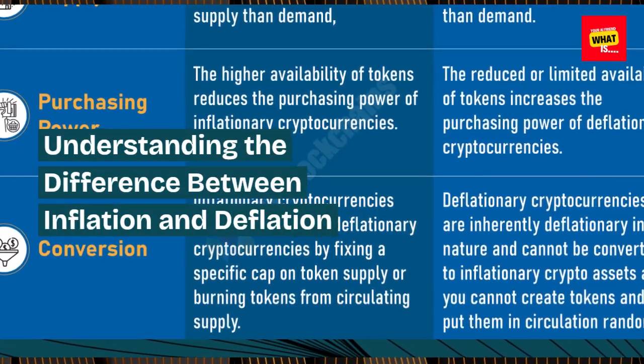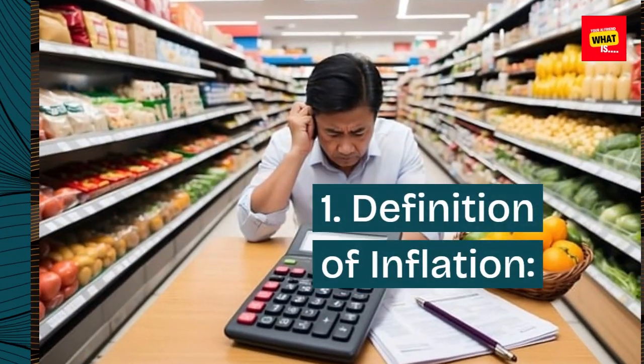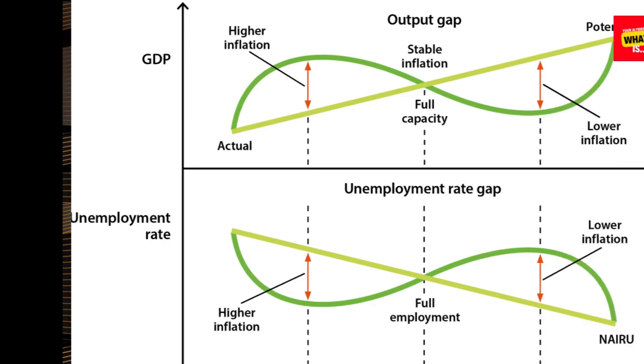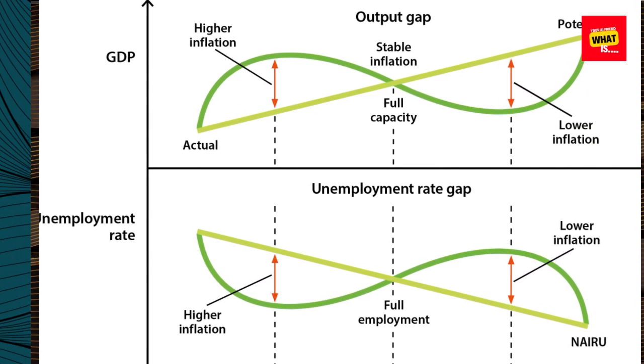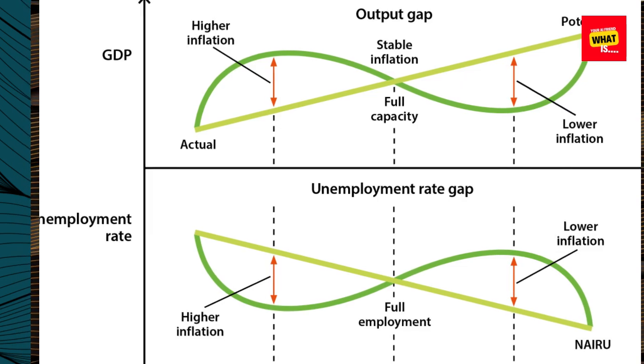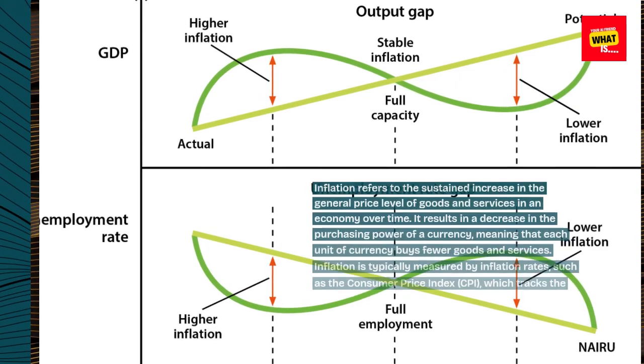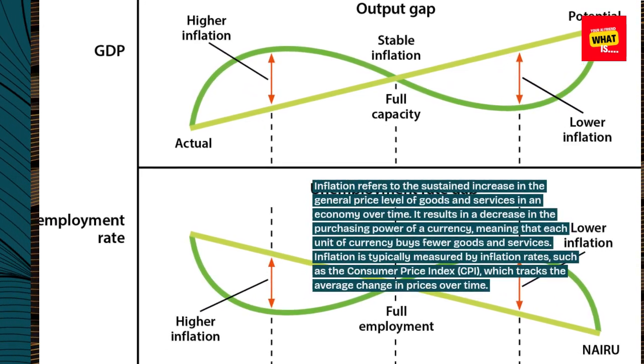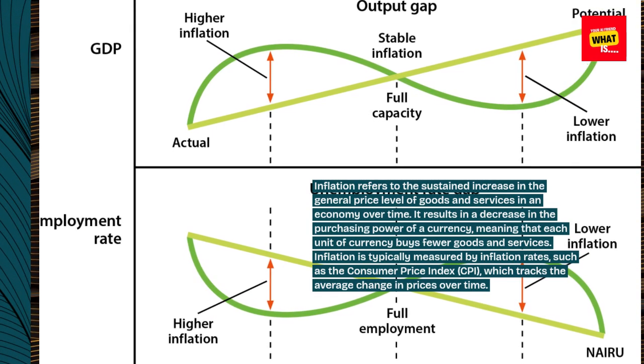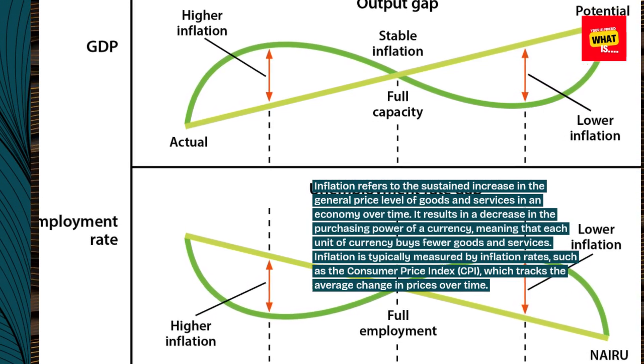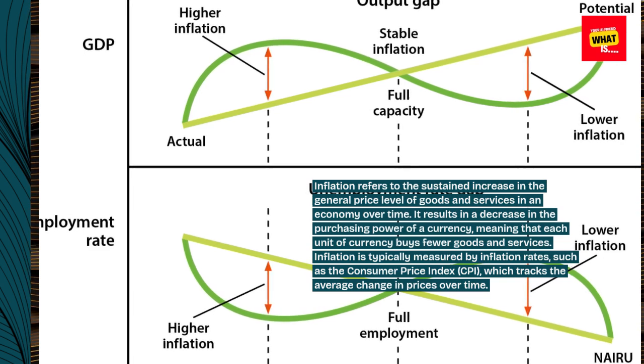Understanding the difference between inflation and deflation. 1. Definition of inflation. Inflation refers to the sustained increase in the general price level of goods and services in an economy over time. It results in a decrease in the purchasing power of a currency, meaning that each unit of currency buys fewer goods and services.